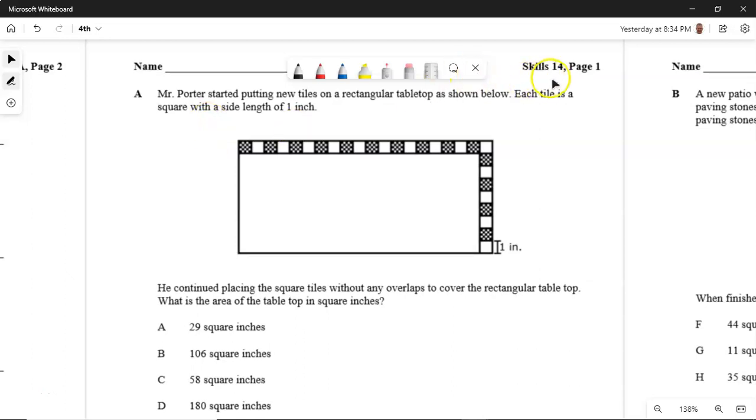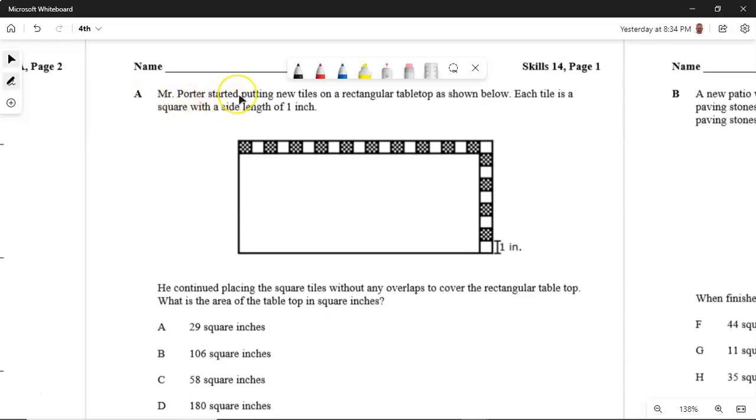Okay, we're going to look at skills 14, and we're going to look at questions A and B. We're going to go over A and B together, and then you're going to complete questions 1 and 2 independently on your own as an assessment. So, go and follow as I read.